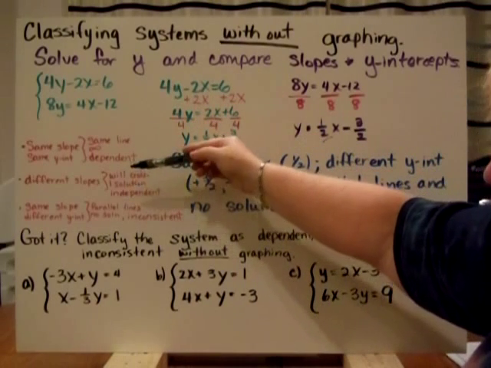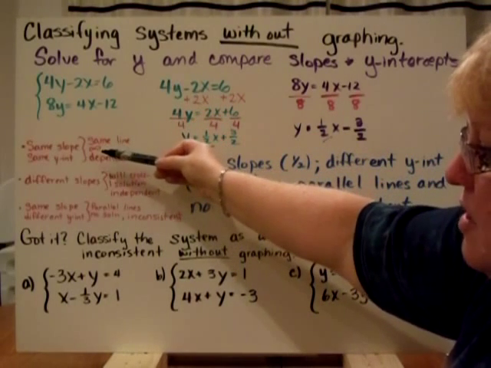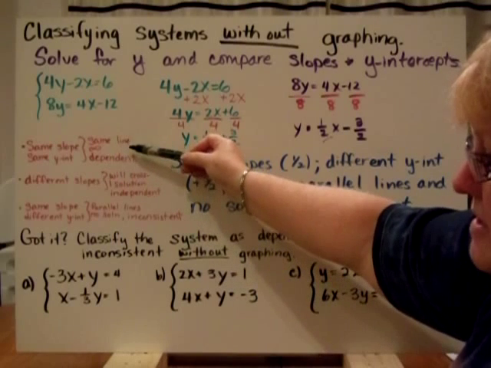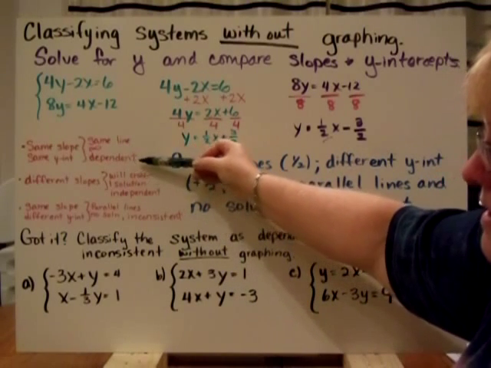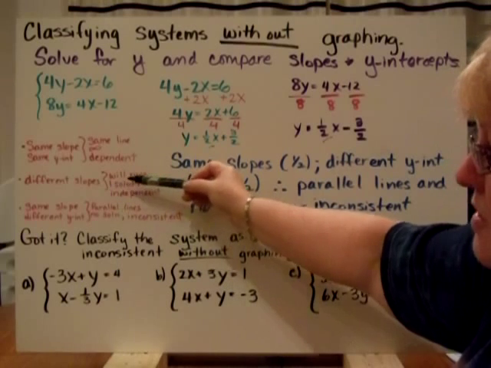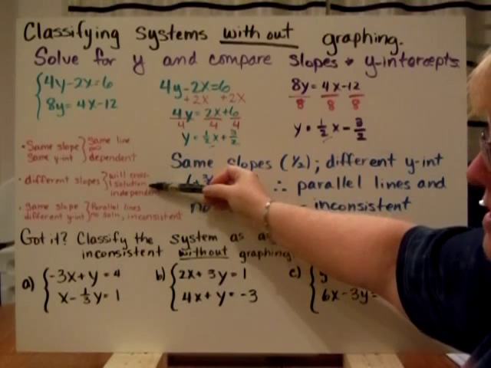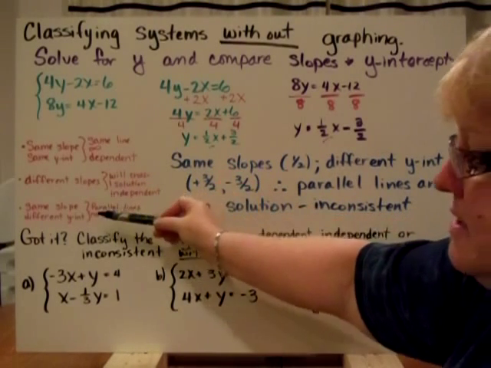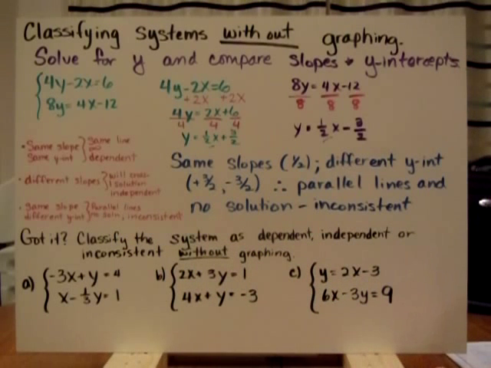So just to summarize these for you, if they have the same slope and the same y-intercept, then it's the same line, infinite and dependent. If they have different slopes, they'll cross, so there's one solution and it's independent. Same slope, different y-intercepts, you have parallel lines, no solution, and they're inconsistent.